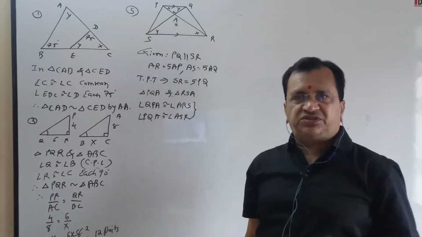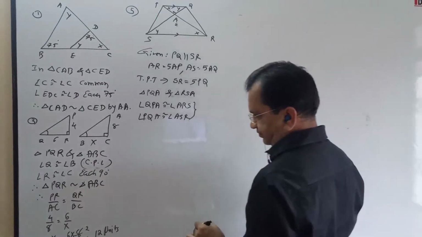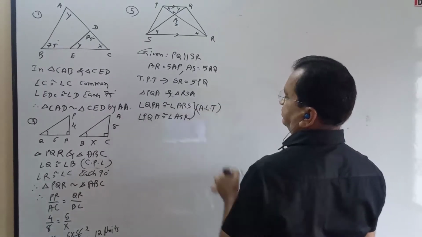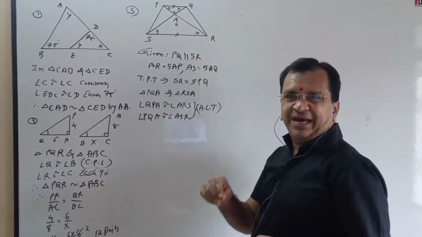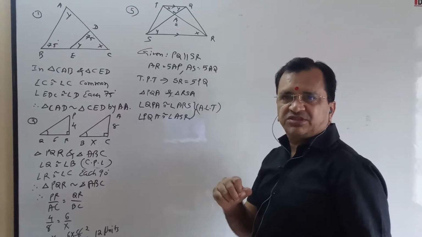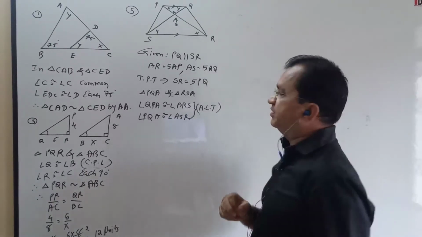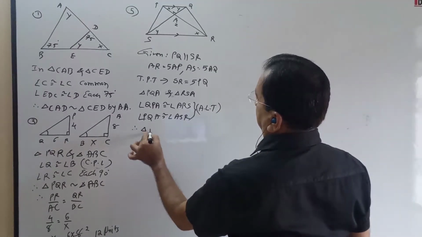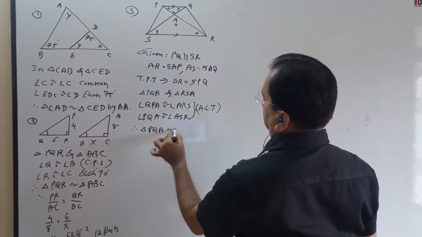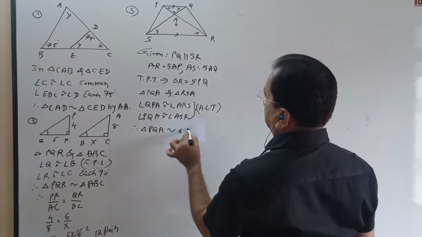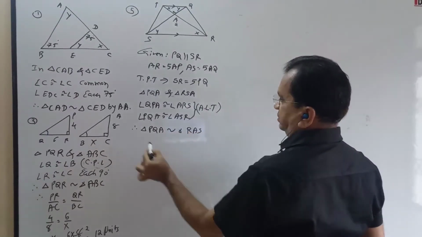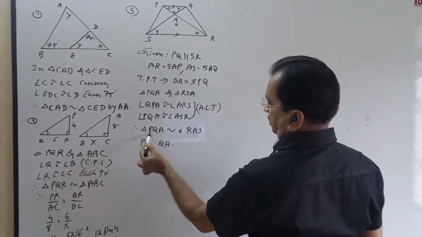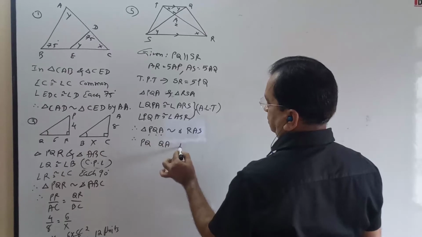Z shape means alternate angle theorem. F means corresponding, Z means alternate, X means vertically opposite. No need to take vertically opposite. Therefore PQA is similar to RAS. Therefore first, second; first, second; second, third; third, first.